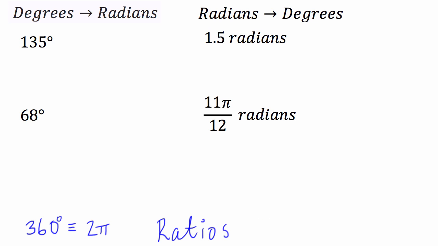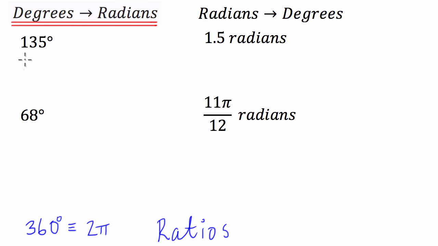Now, let's get to it. The way that I'm going to do the first one, so we're going from degrees back to radians to start. So let's just underline that. So we've got 135 degrees and we need to figure out how many radians it is.